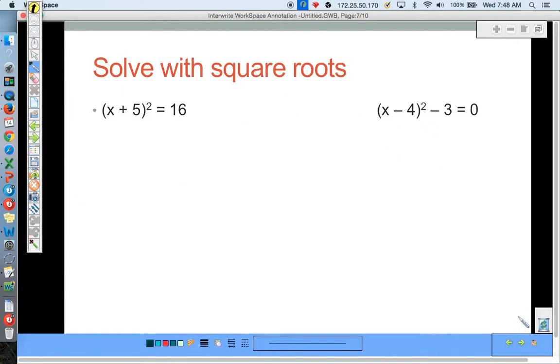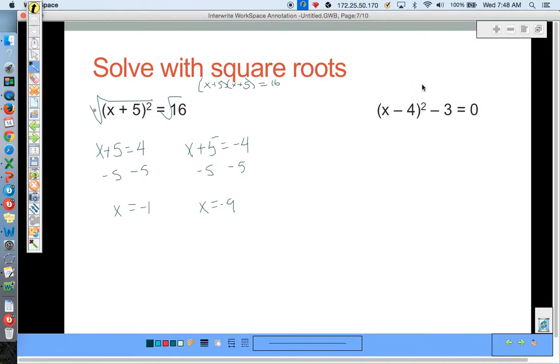Now the last thing we're going to look at is how to solve with square roots. So we could multiply this out and set it equal to 0, but if it's just a square root, we can take the square root of each side. So now we have x plus 5 equals 4, but when we're solving, we can also say it equals negative 4. And then we solve both of these, and we have x equals negative 1 and x equals negative 9.